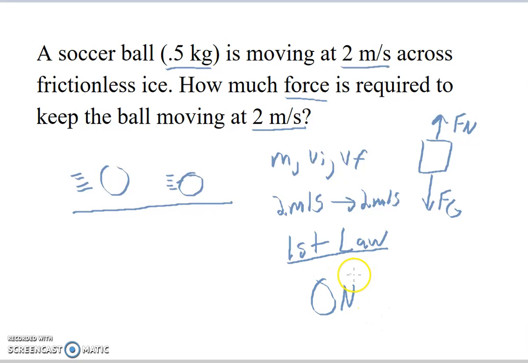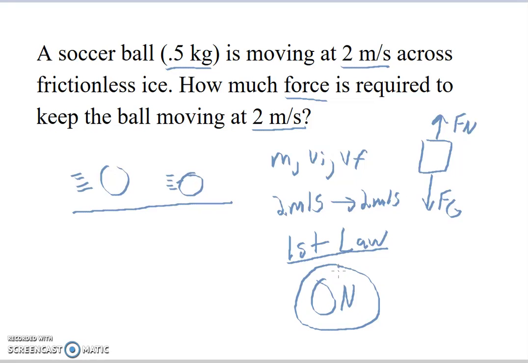So again, this was really a conceptual question. There's really no calculation here. It's just realizing that if you have something that moves at 2 meters a second, and there's no real friction or anything to stop it, you don't need any force to keep it doing the same thing.